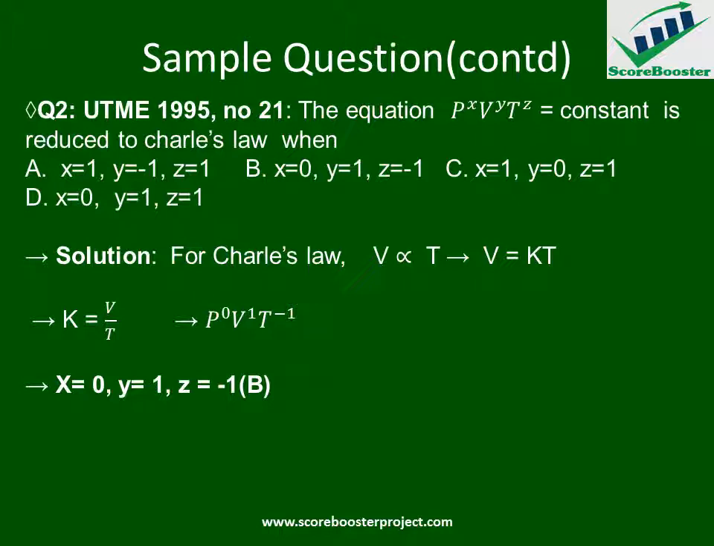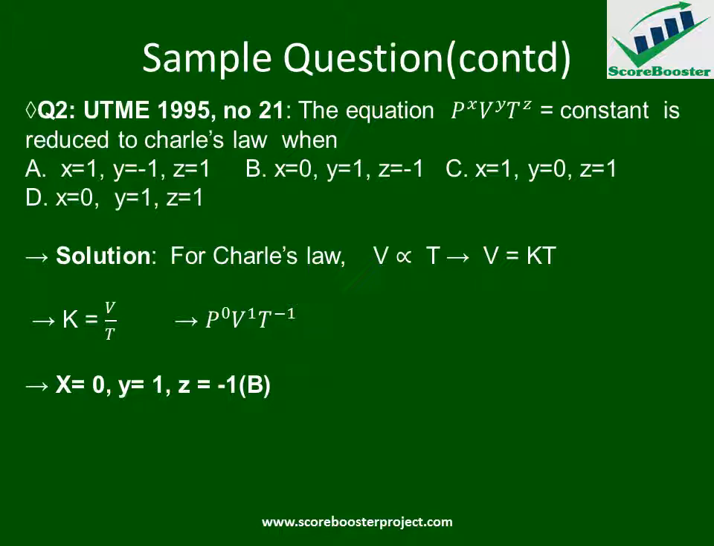Now on to the solution. We have to recall that for Charles' law, the volume V of a fixed mass of gas is directly proportional to temperature T. So V is directly proportional to T. If we introduce the constant of proportionality, then we have V equals kT. Then if we make the constant the subject, it will lead us to k equals V over T.